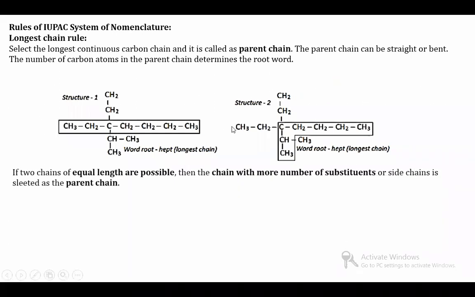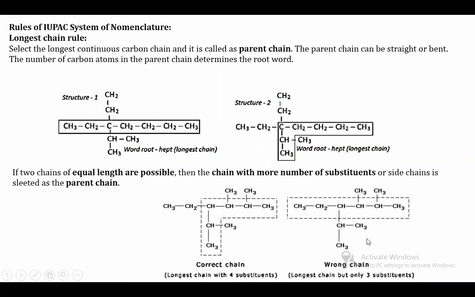Second one, if two chains of equal length are possible, then the chain with more substituents or side chains is selected as the parent. See these two examples. In these two, I'll take a pen. Okay, in these two, 1, 2, 3, 4, 5, 6, the same, 6 carbons. From here, 1, 2, 3, 4, 5, 6, both are the same.